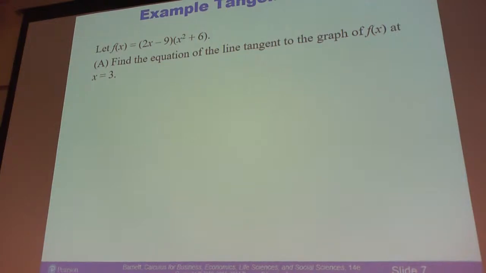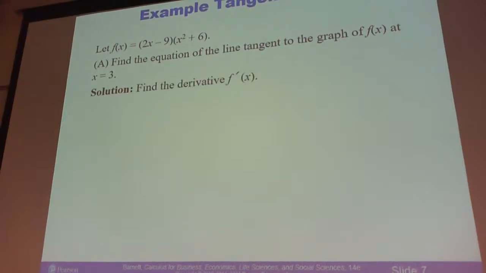This one says, find the equation of a line tangent to the graph of f of x at x equals 3. Now that sounds like a lot, because we're going to focus more on applications and not as much on the tangent line. But anytime it says tangent line, all that means is take the derivative. When you take the derivative, you find slope. So let's just walk through the slides.